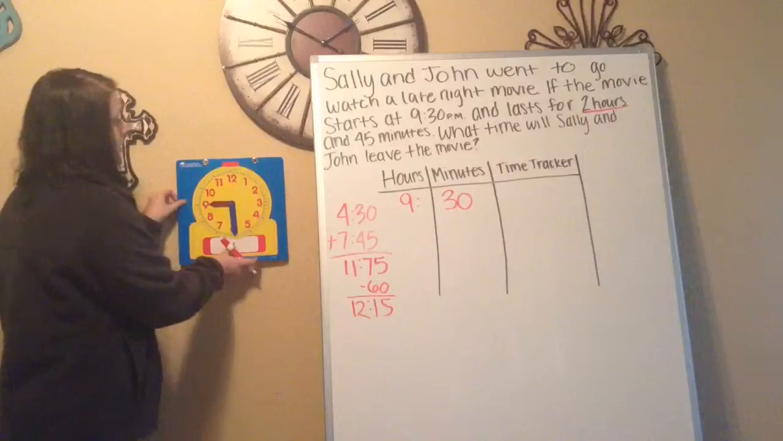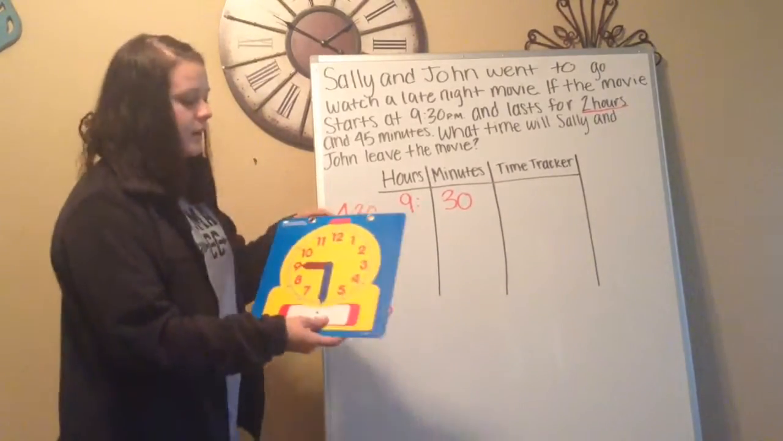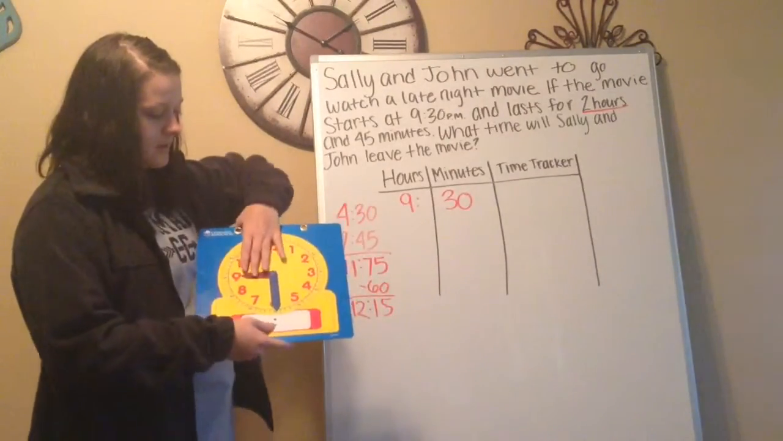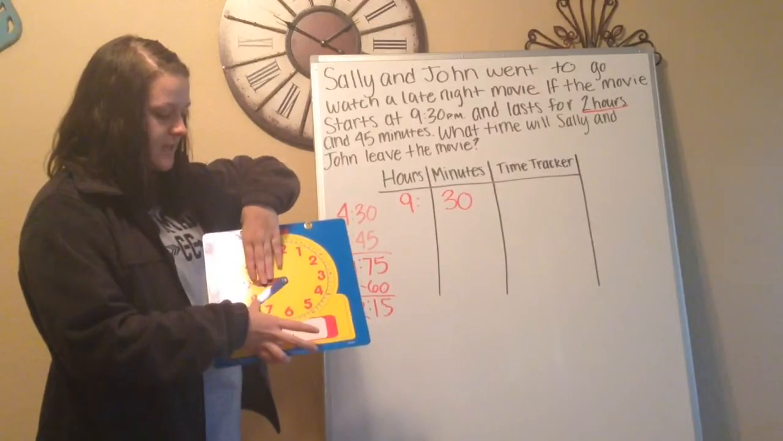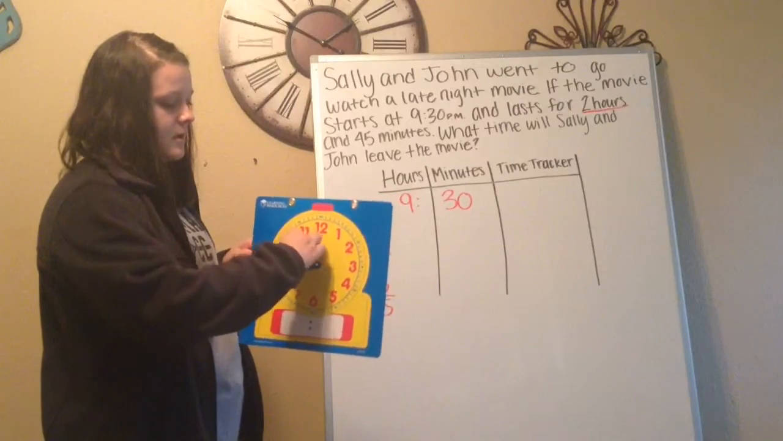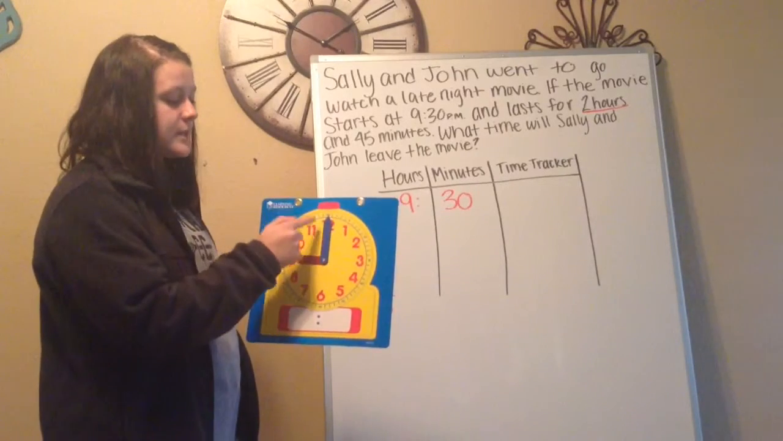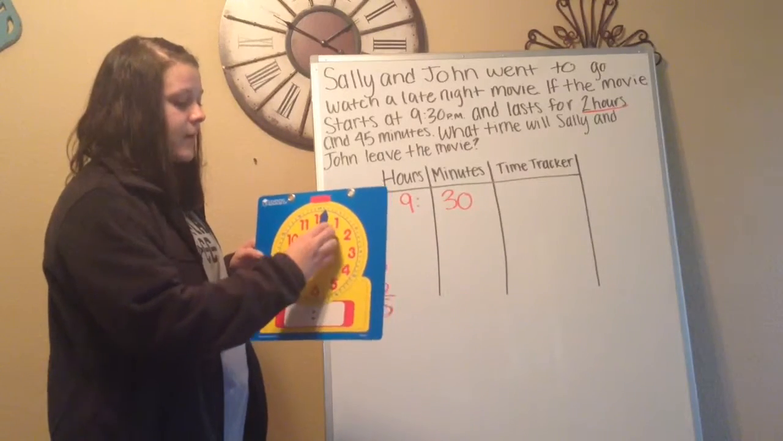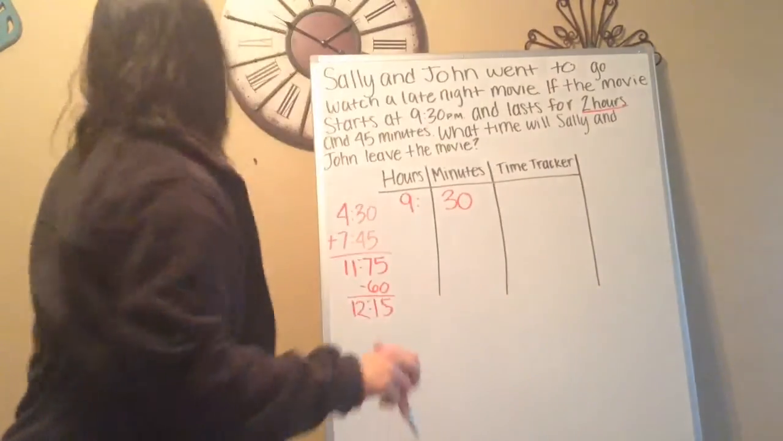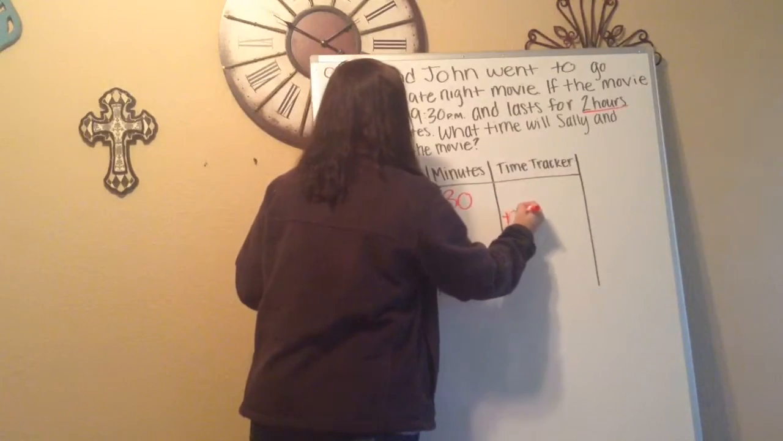So what we could use is a clock. And when using this clock, we could count by fives and skip counting. So we could move the minute hand and do 5, 10, 15, and then 20, 25, 30. So we know it takes 30 minutes to get to the closest hour, and then our hour would move up one. So we would go to 10 o'clock because we added 30 minutes.